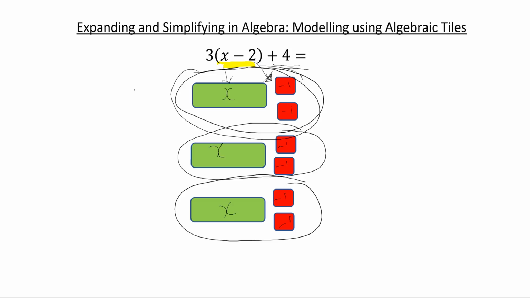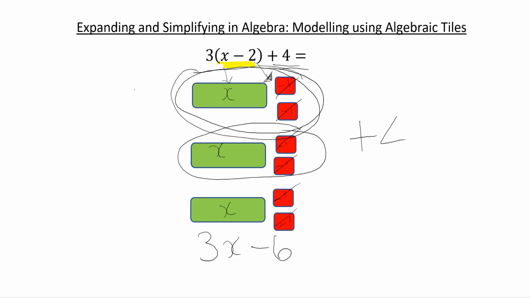How much have I got all together? 3 times x. So I've got 3x. I have 3x, and how many takeaway ones have I got? 1, 2, 3, 4, 5, 6. So I actually have -6. Okay, but now I have to add the 4.